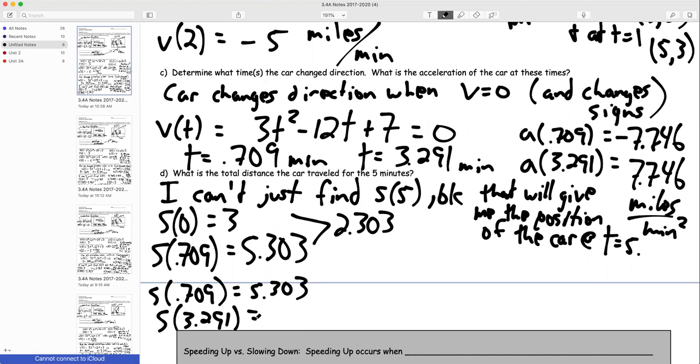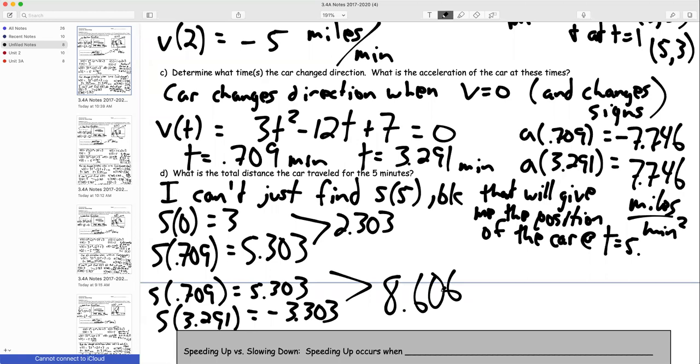And somebody help me out. You got negative 3.303. And so how far did I travel? Be careful. I went from 5.303 to negative 3.303. Therefore, I traveled 8.606. Careful. Positive 5.303 to negative 3.303 is a distance of 8.606.